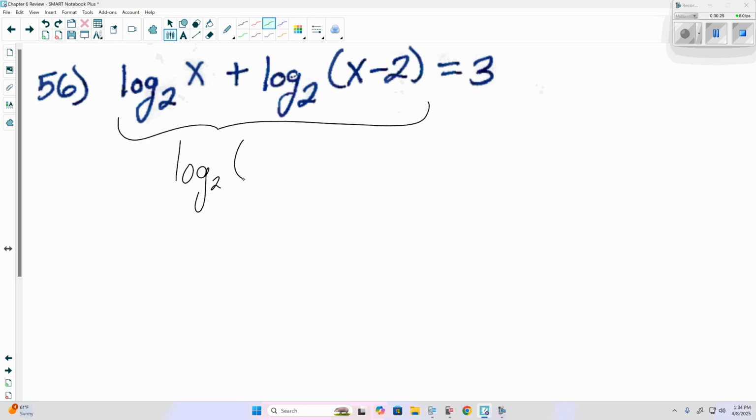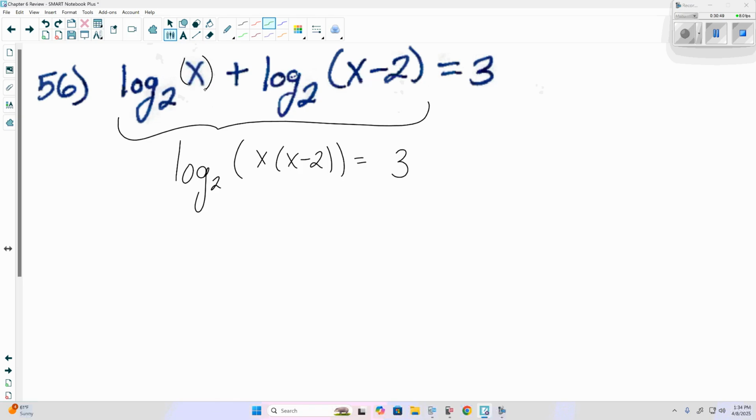So log base 2 of x plus log base 2 of x minus 2 is the same as log base 2 of x times x minus 2, because what's inside each log is being multiplied together. Even though it's not written, it's understood that there are parentheses around that x there. Now it's the same thing as what we were just doing.